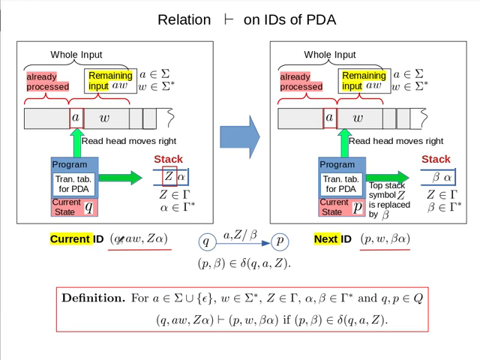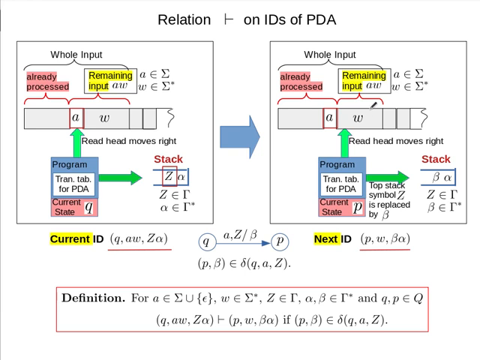So your current ID is this Q, AW, Z alpha, and from here, suppose your transition function is such that if you are in state Q and you are seeing this current input symbol A, and your current top stack symbol is Z, then this is one option. So it's a non-deterministic machine, but this is one option among many options. So your next state will be P, and this Z will be replaced by beta.